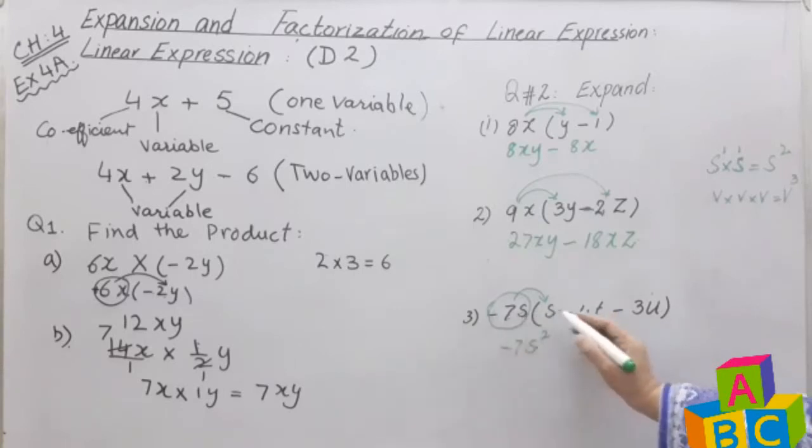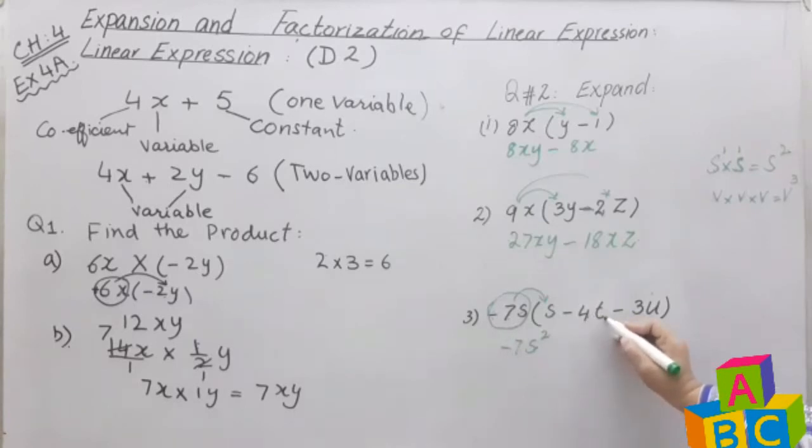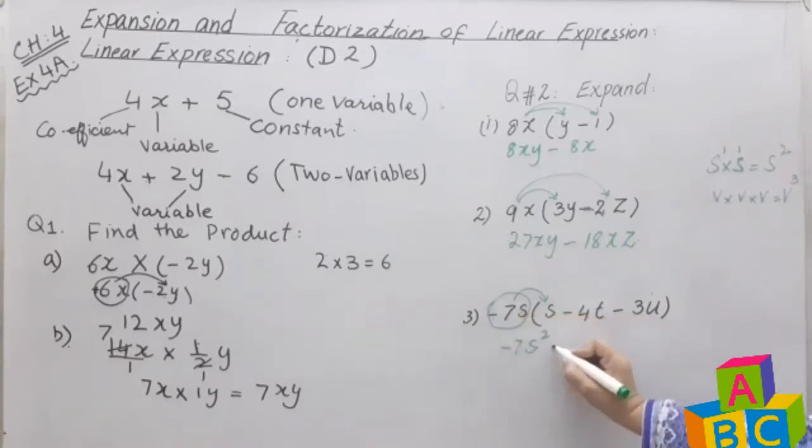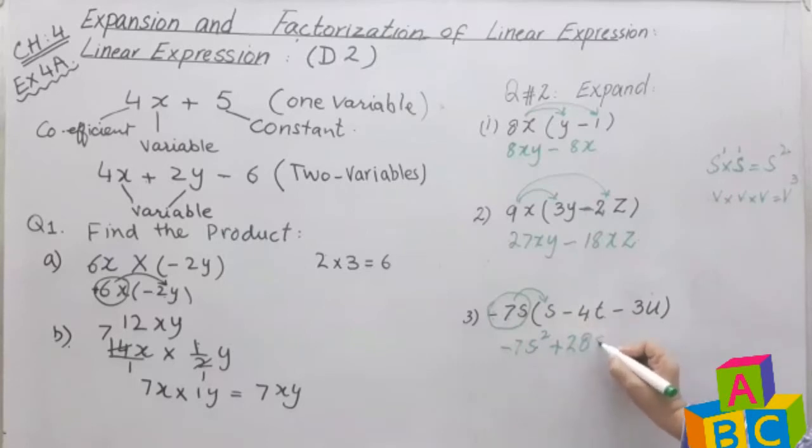Minus 7s with minus 4t: minus times minus is plus, 7 fours are 28, st. Minus times minus is plus, 7 threes are 21, su. This is your answer.